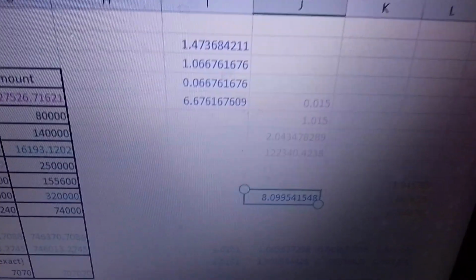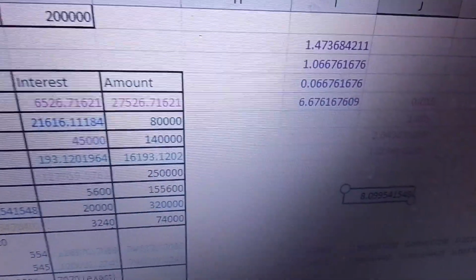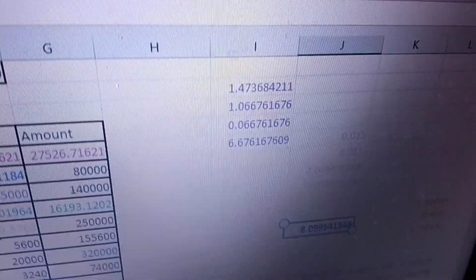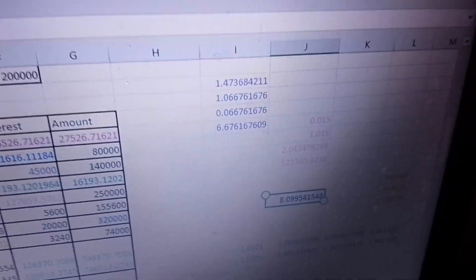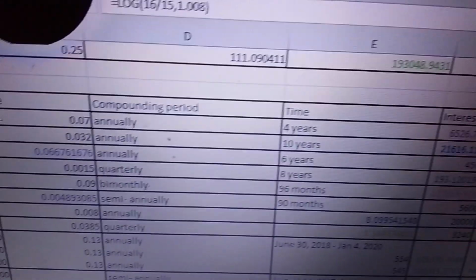How did I get that? First, what I did was future value divided by the present value. So, you already know what to do here: 320,000 divided by 300,000. And then, this one, I did this one, what was that?